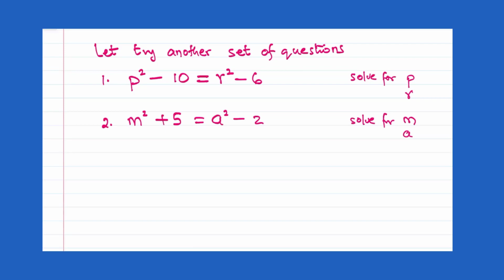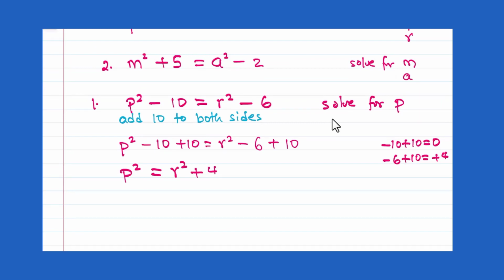So let's start with p squared minus 10 is equals to r squared minus 6. What is different in this question is that we have an expression on the left hand side, and we also have one on the right hand side. So I'm going to pause the video just to be able to maximize time, and I will explain everything. So we have p squared minus 10 is equals to r squared minus 6. We want to make p, variable p, the subject of the formula. And if you notice on the left hand side, we have minus 10. If we want to eliminate that minus 10, we are going to add 10 to both sides.